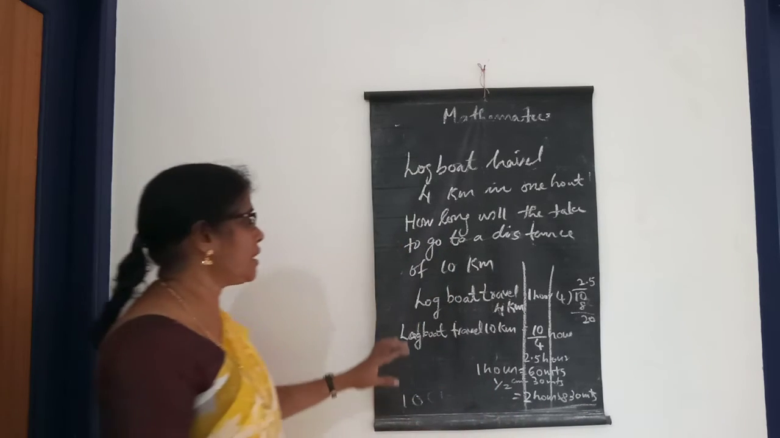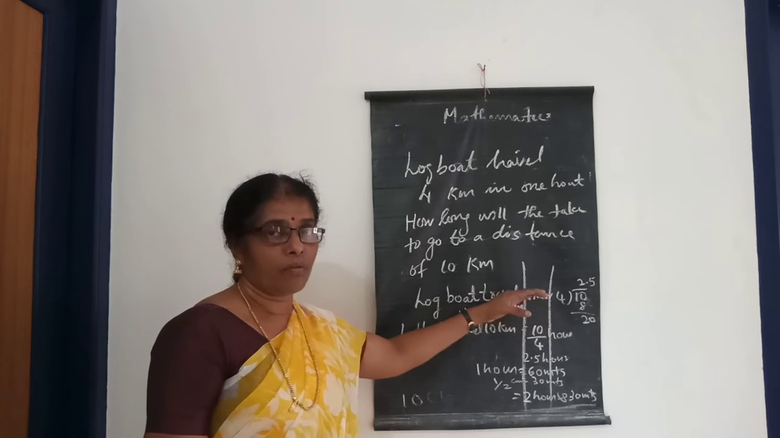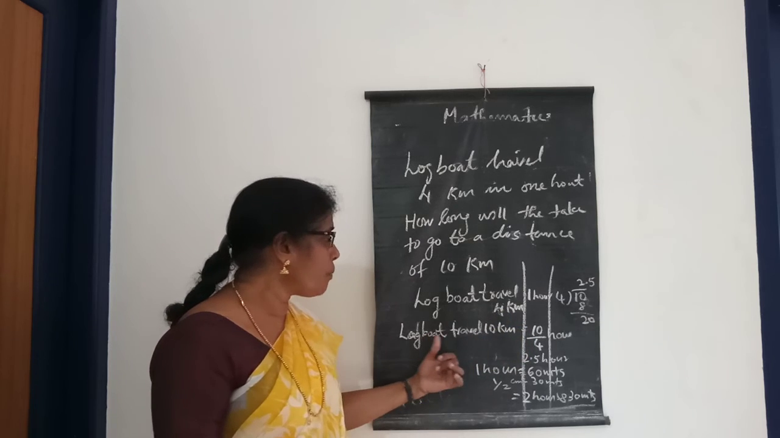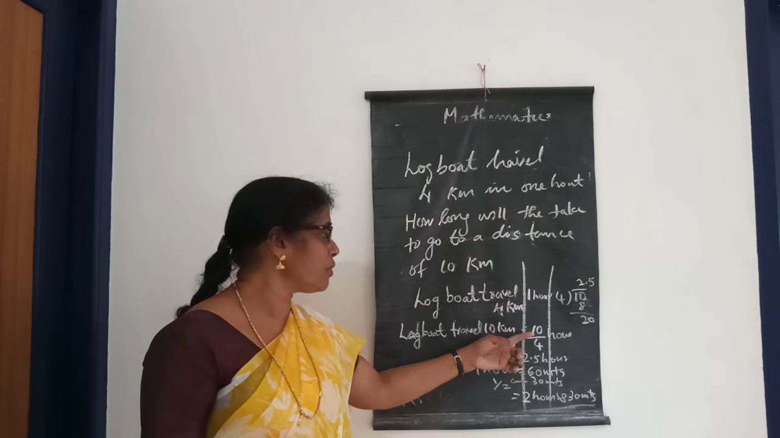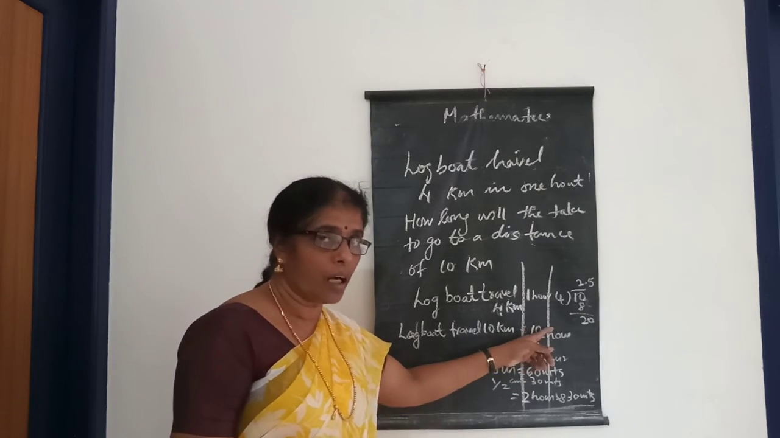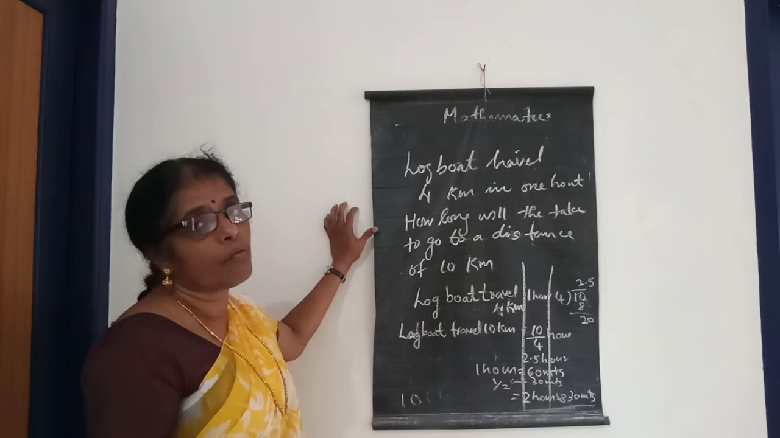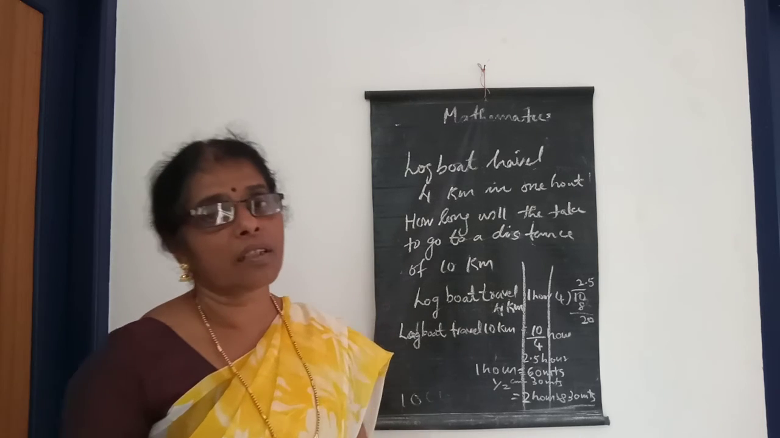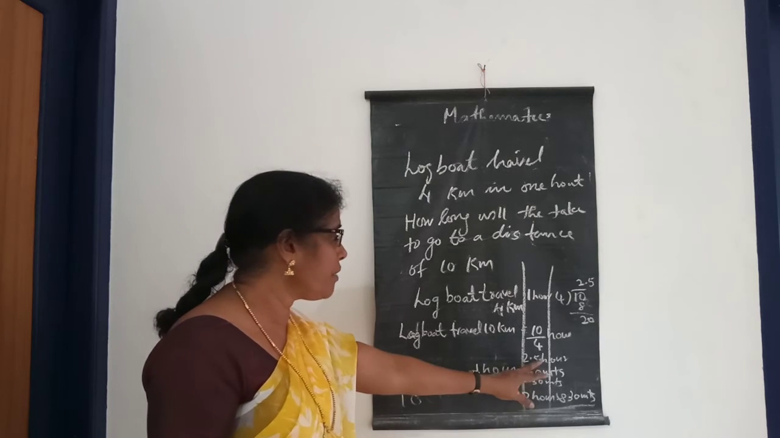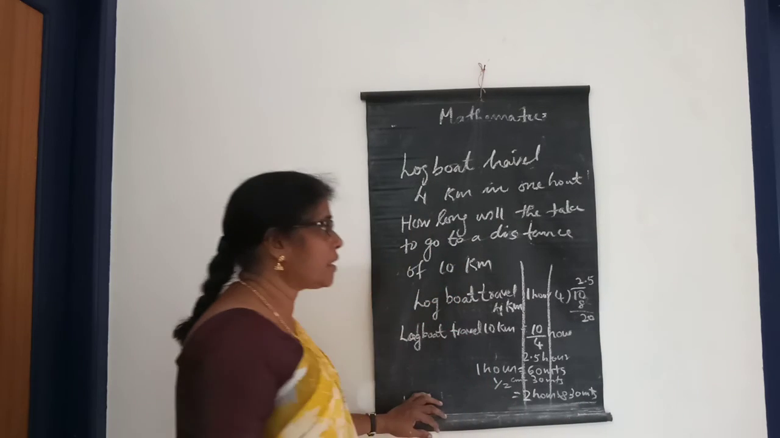Did you understand? Now you are getting it, children. The log boat travels 4 kilometers in 1 hour. Within 1 hour, that log boat can go 4 kilometers. So the log boat traveling 10 kilometers is equal to 10 divided by 4, 10 by 4 hours. That means 2.5 hours. 1 hour is equal to 60 minutes, so half an hour means 30 minutes. So that 0.5 is 30 minutes. So 2 hours and 30 minutes. Okay, you can write this one.